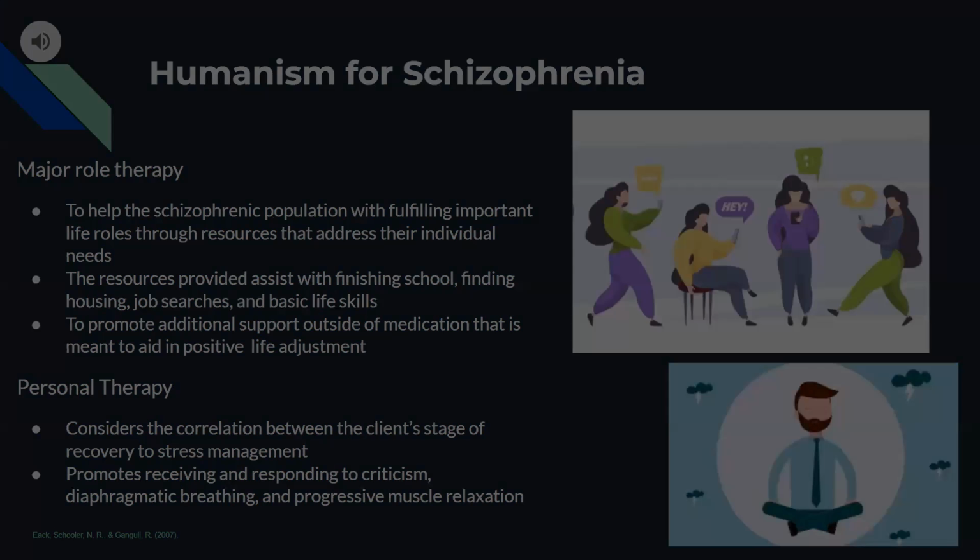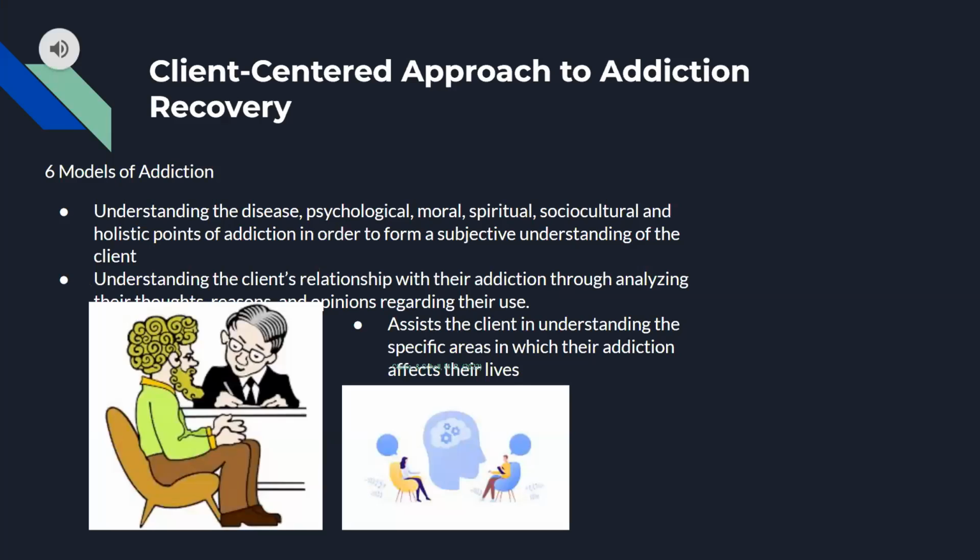Client-centered approach to addiction recovery. Using the 6 models of addiction requires having an open dialogue with the client where they have the freedom to discuss their use and provide insight on the specific ways it affects their lives. The models help prevent the overgeneralization of addiction by subjectively using one or more of the models to understand and assist the client.